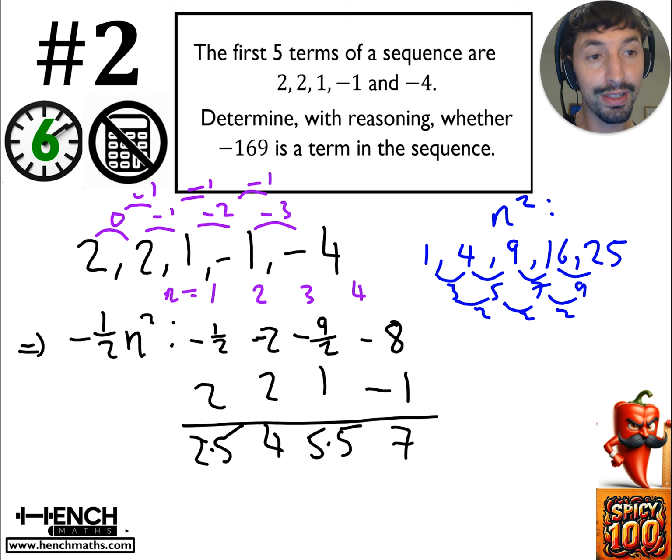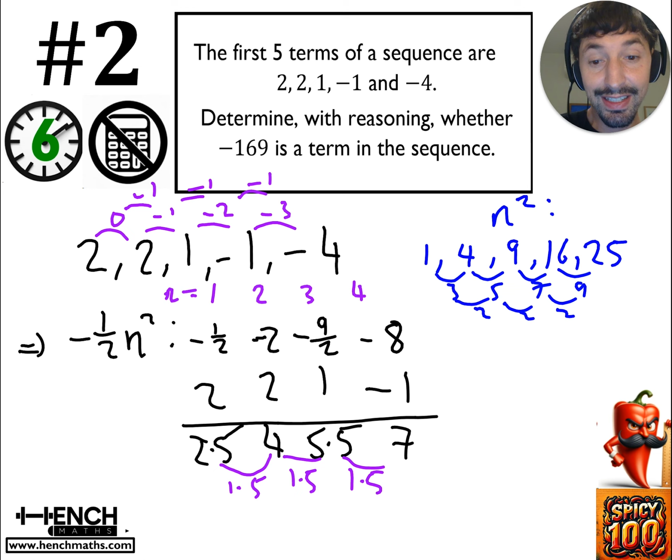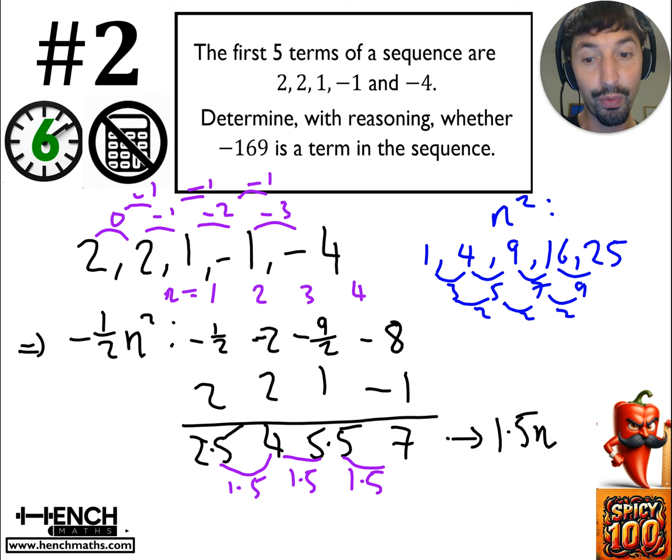Now this is nice because we can see that the sequence we'd have to add on to negative half n squared looks like an arithmetic sequence. We've got a gap of 1.5, 1.5, 1.5. So it's a linear sequence, and we can find the nth term for this part. Because we've got a common difference of 1.5, it's going to be 1.5n. 1.5 times 1 is 1.5, so you'd have to add 1 to get to 2.5. 1.5 times 2 is 3, we'd have to add 1 to get to 4. It works for all of them, so we just need to add 1 to this.